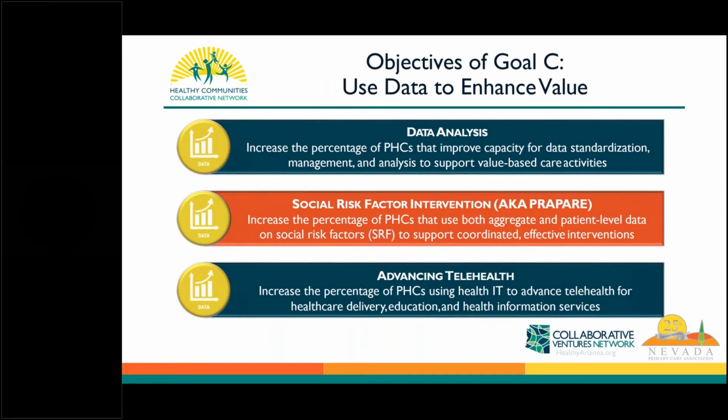I put this one in red because this is a specific item that is related with the PRAPARE, and it's the social risk factor intervention. So we would like to have a higher percentage of community health centers using aggregated and patient level data while assessing some of the social risk factors. And, most importantly, we would like to support you in developing strategies that will be very well coordinated and more effective while you're trying to intervene into the life of a patient, and in the patient care continuum.